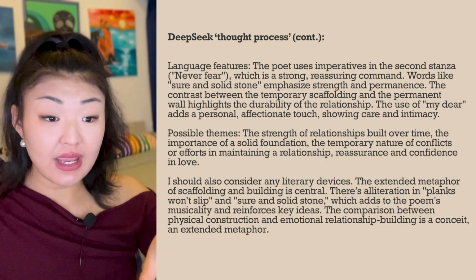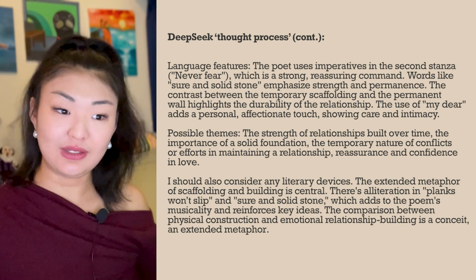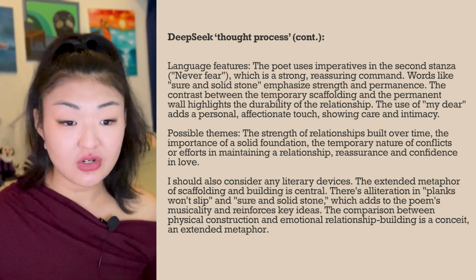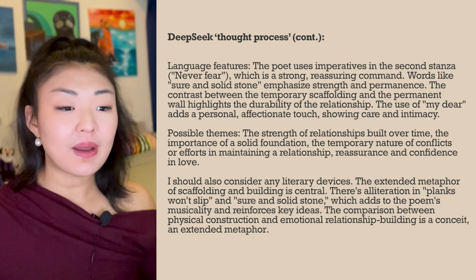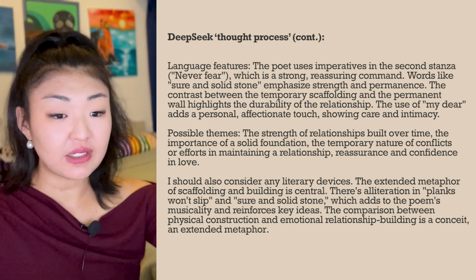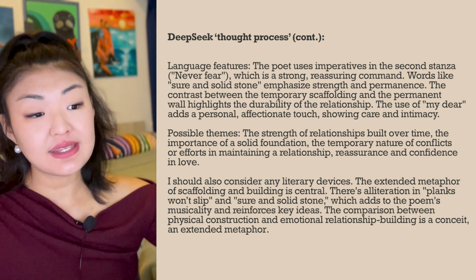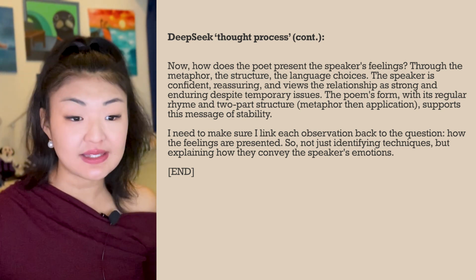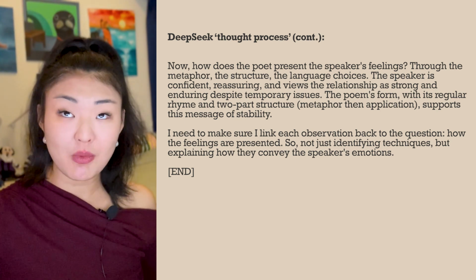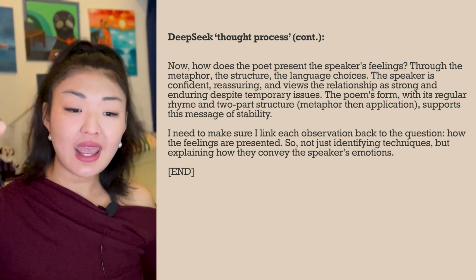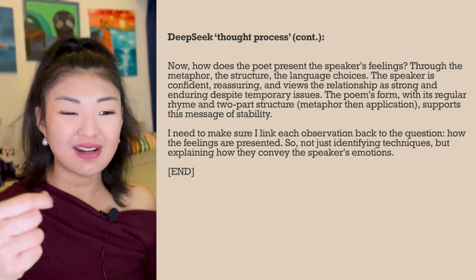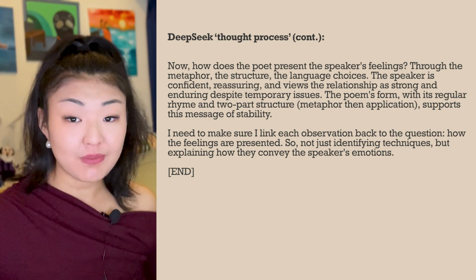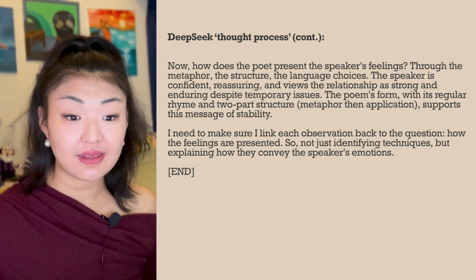And then "I should also consider any literary devices," which is a bit weird because you have done that throughout your thought process. But again, doesn't matter. "Some good ideas here, maybe alliteration." Okay, it does engage with alliteration here, but otherwise everything else here is very trite, right? But what it is good at doing is it brings us back to the question: "Now, how does the poet present the speaker's feelings?" It's almost like reminding itself, okay, don't stray away from the question. "Okay, through the metaphor, structure, language choices," and then it just repeats its earlier points, blah, blah, blah, whatever.